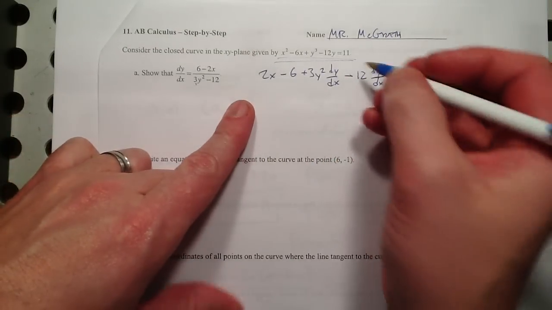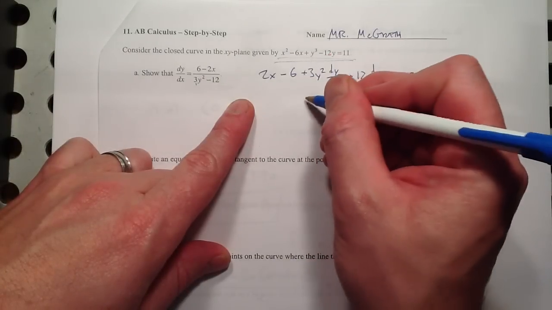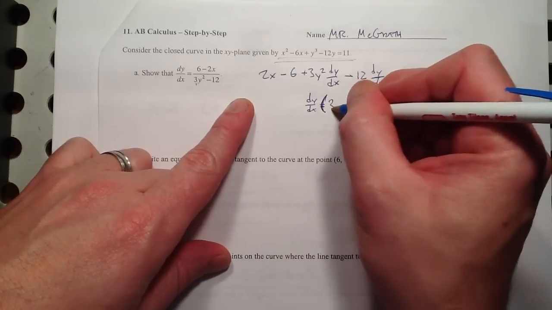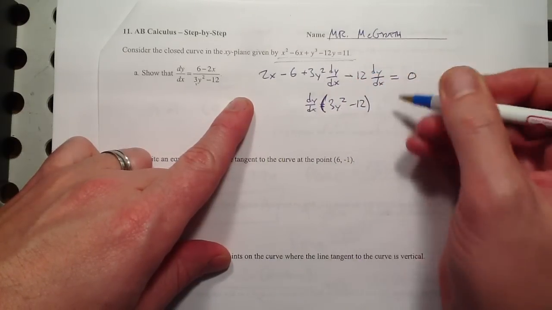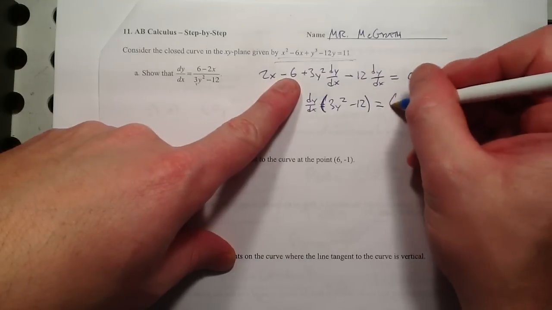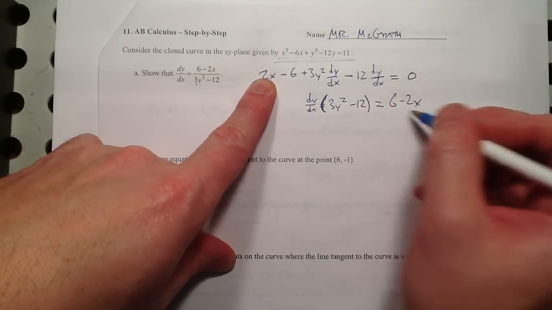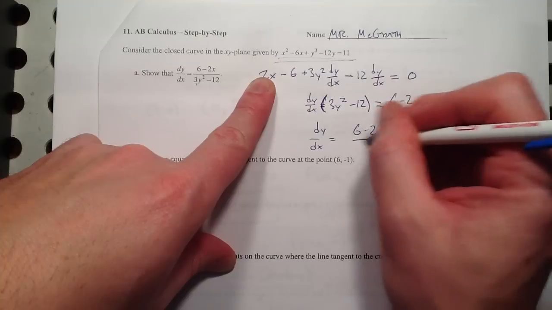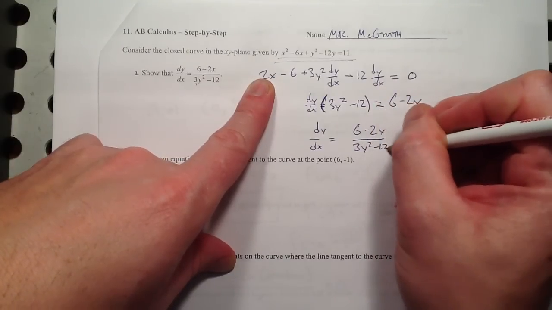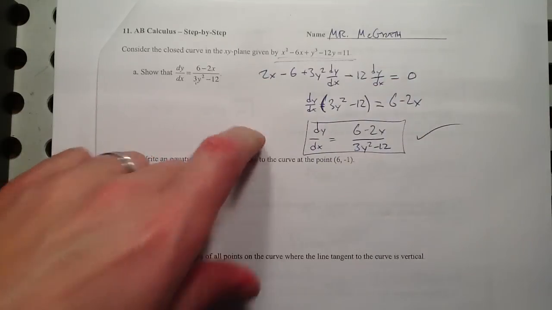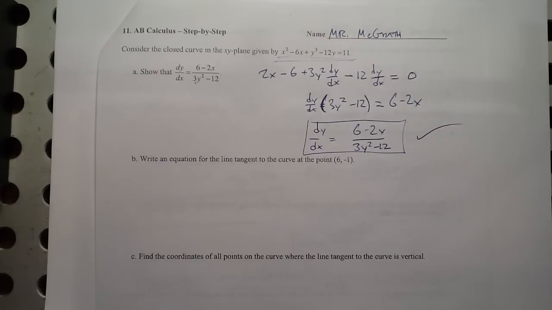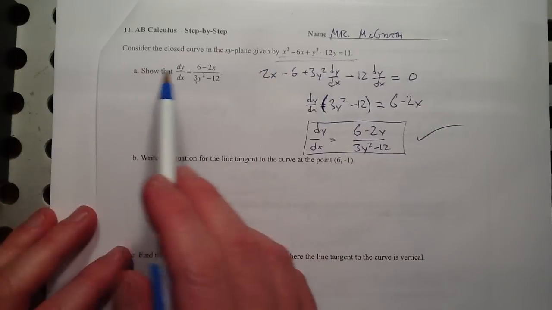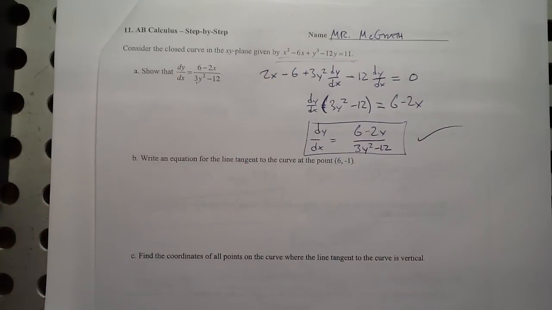And we factor the dy/dx off those two terms, times 3y squared minus 12. And we move the other two pieces to the other side. It'll be 6 minus 2x. And we divide by this. And sure enough, we get what we were supposed to get. Right? Implicit differentiation. This is the kind of problem that really does show up on the AP test, where they say the first part of a problem is show that that's the derivative. It really does happen.